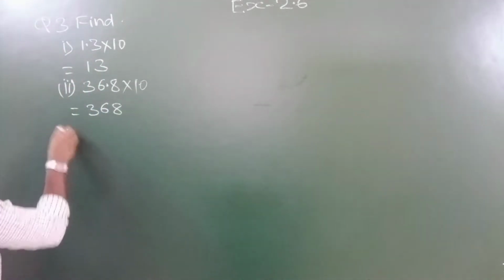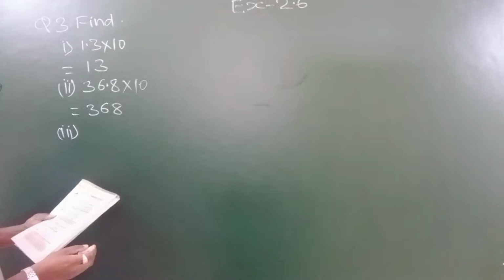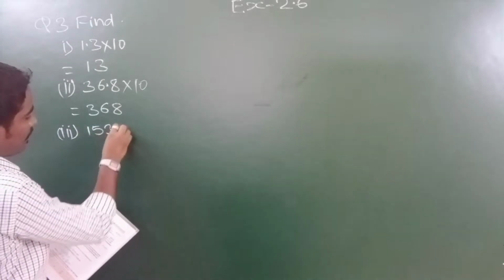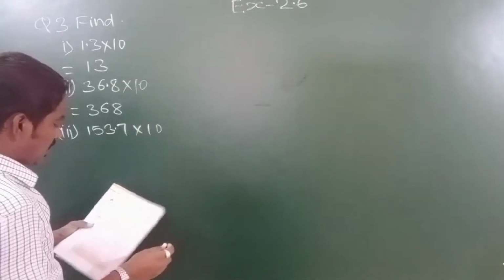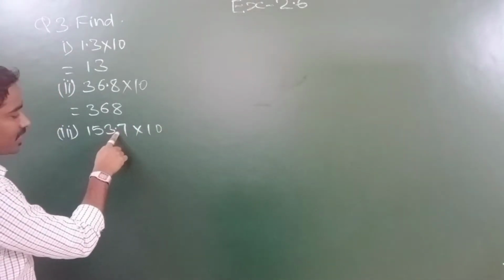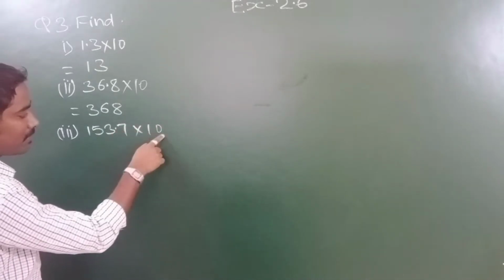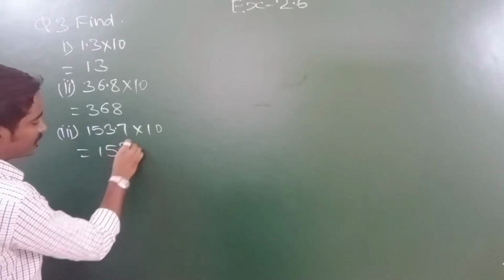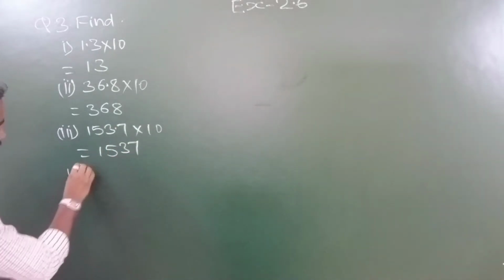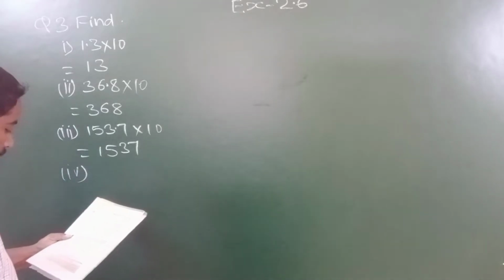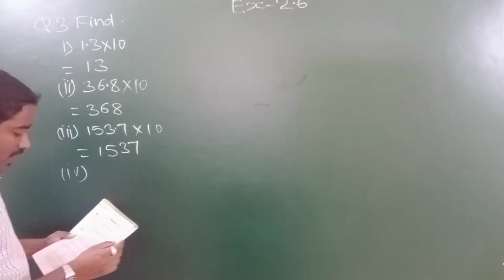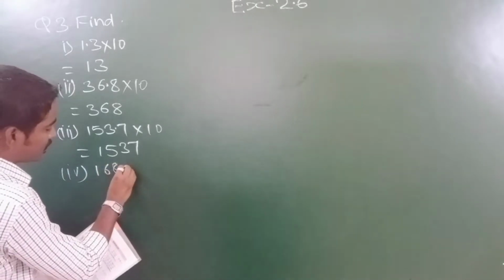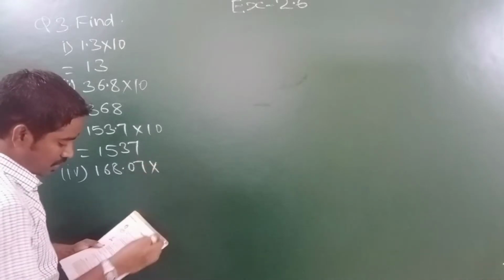Okay, now moving to next, segment number 3. In segment number 3, 153.7 into 10. Again, we are having one digit after the decimal and multiplied by 10, so again both of them will cancel and finally we will have this much as answer. Okay, now moving to next, segment number 4. In segment number 4 what are we having? 168.07 into how much? 10.